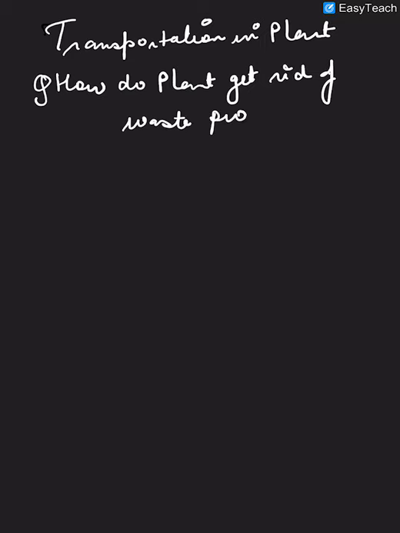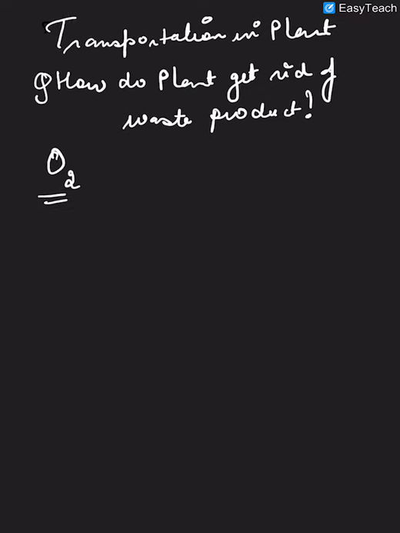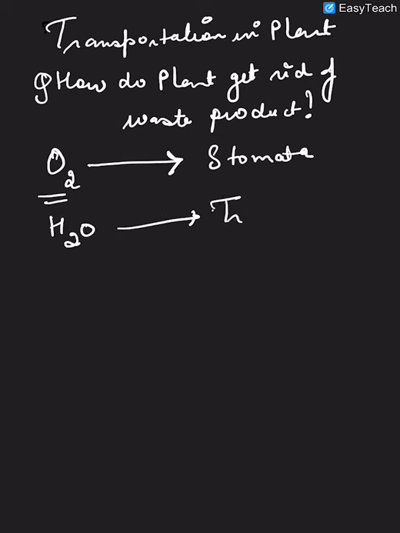Now let us look at the excretion in plants. Transportation in plants, which I have already told you, occurs with the help of xylem and phloem. But how do the plants get rid of waste products? Now the simple answer is that the oxygen, which is the waste produced during photosynthesis, is removed with the help of stomata. Water is removed with the help of transpiration.